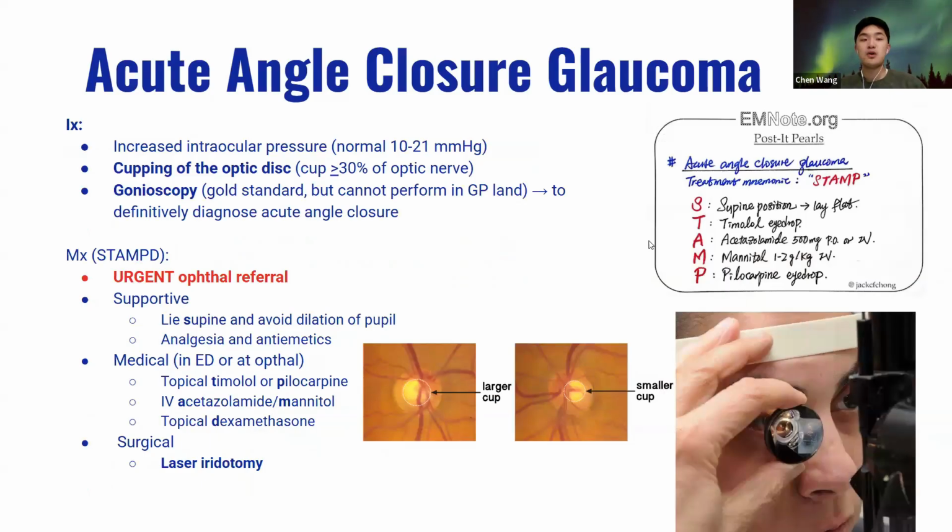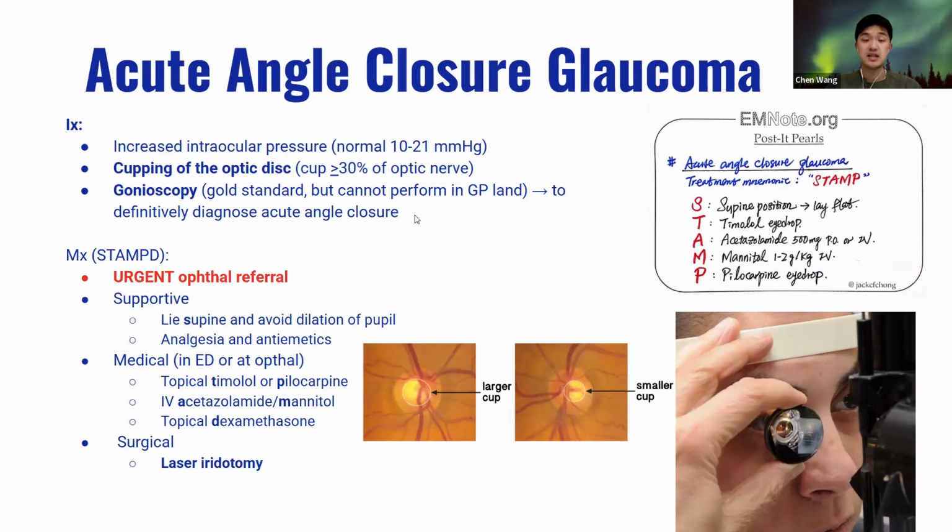So for investigations, the only thing that really needs to be done is if you have access to a tonometer, you can measure the intraocular pressure of the patient. But the gold standard investigation is really ophthalmology-started. It's called gonioscopy, which is like a specialized lens that can help you to visualize the anatomical structures involved in acute angle closure glaucoma. Usually, this is not performed in the GP setting.